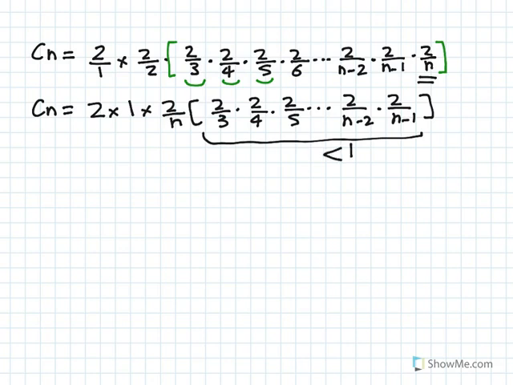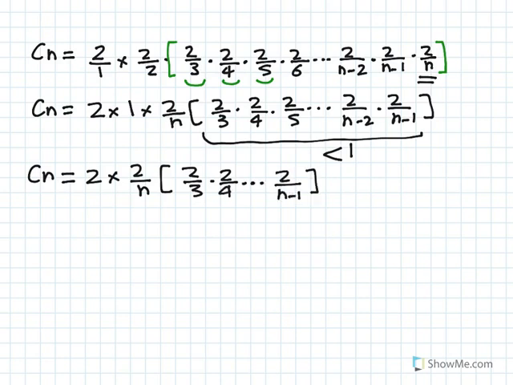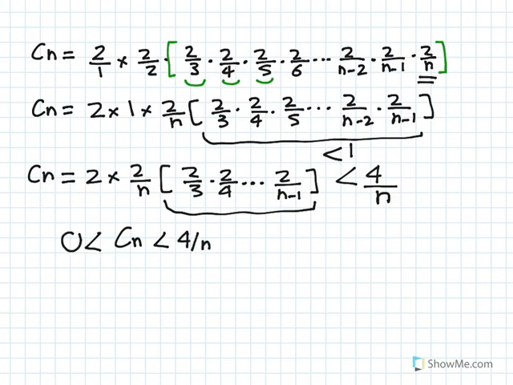So we can say that Cn is equal to 2 times 2 over n times all of this, 2 over 3, 2 over 4, all the way to 2 over n minus 1, is less than 4 over n. Why are we able to say that? It's because this factor is less than 1. So we have shown that Cn is less than 4 over n, and of course it's larger than 0 because all the terms are positive.